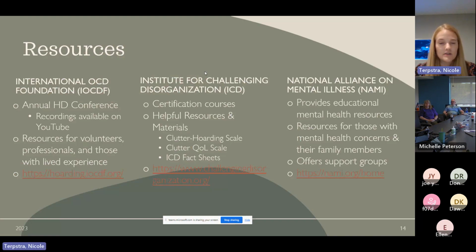Next up, we have the Institute for Challenging Disorganization, or ICD. They have many resources and materials available, including the Clutter to Hoarding Scale and Clutter Quality of Life Scale. And they also have useful fact sheets.